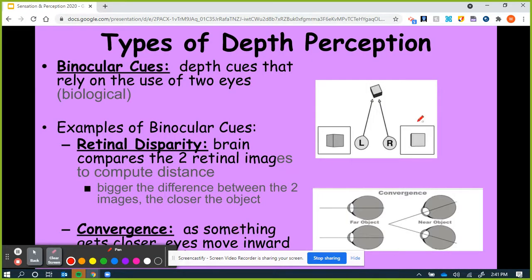So there are two types of depth perception. We have two depth perception systems. We have the biological one and the environmental one. Binocular cues are depth cues that use both of the eyes and therefore rely on our biology.